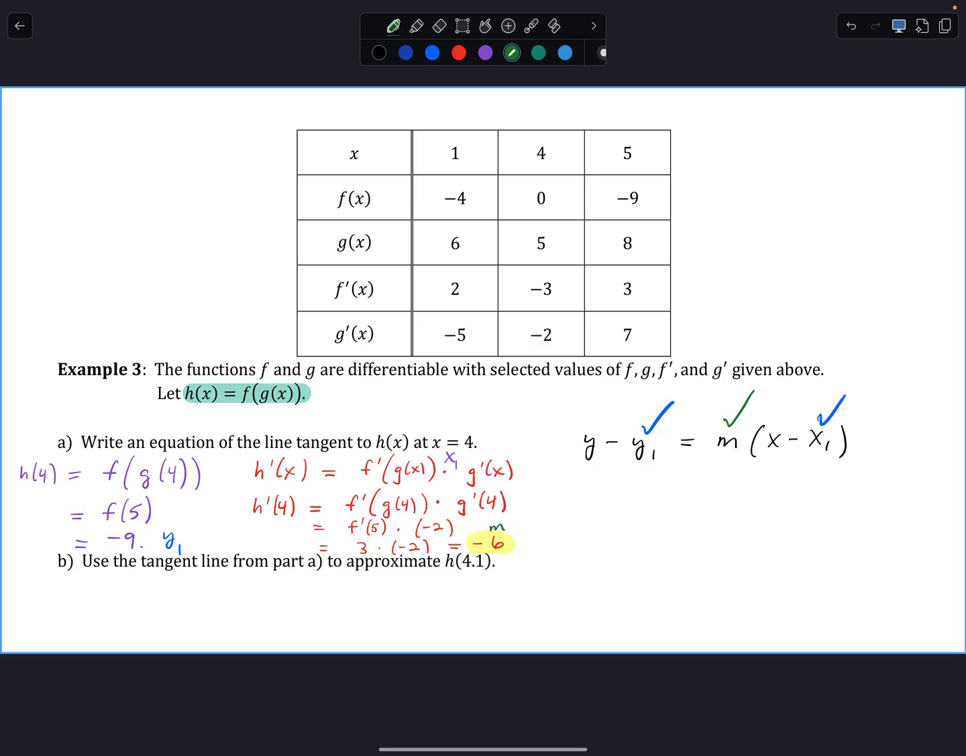There's a problem on your test where you guys had to do a product rule and a quotient rule from the table. I feel like those are harder than this, okay? Because you have to really be careful when you guys do the derivatives.